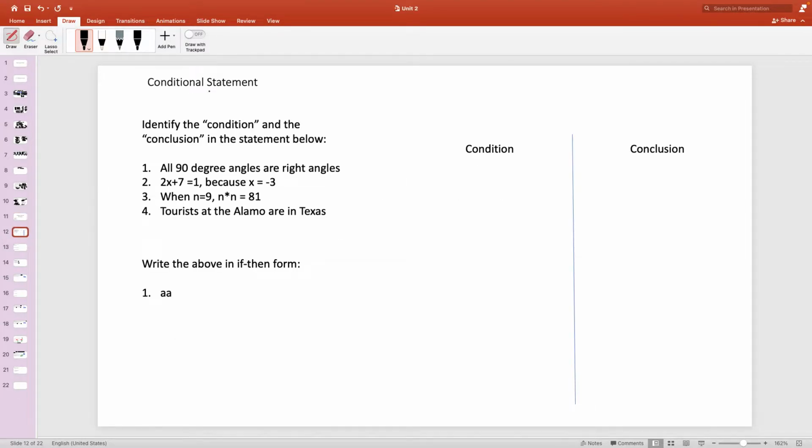So let's first look at a conditional statement. In the following examples, let's try to identify the condition or hypothesis and the conclusion in the statement. Let's look at the first one. All 90-degree angles are right angles. What's the condition here? Angle equals 90 degrees seems like the condition. And the conclusion is, if angle is 90 degrees, then it's a right angle. Fair enough?